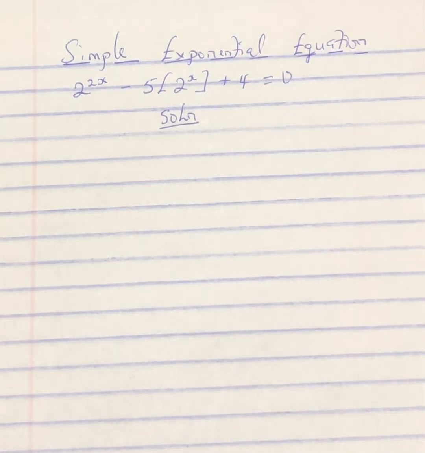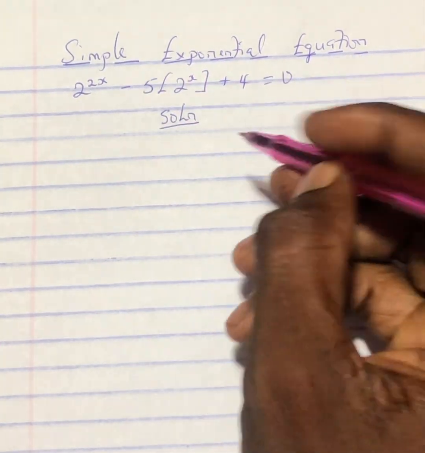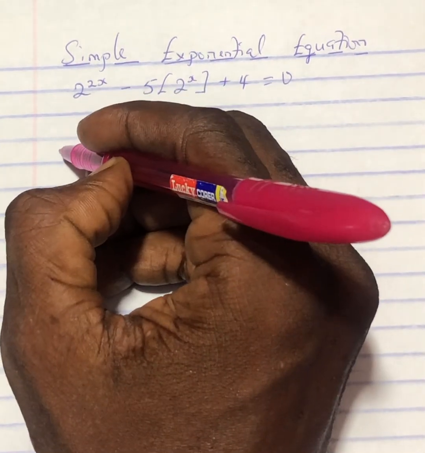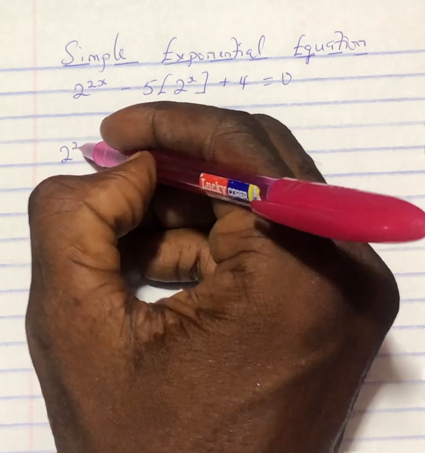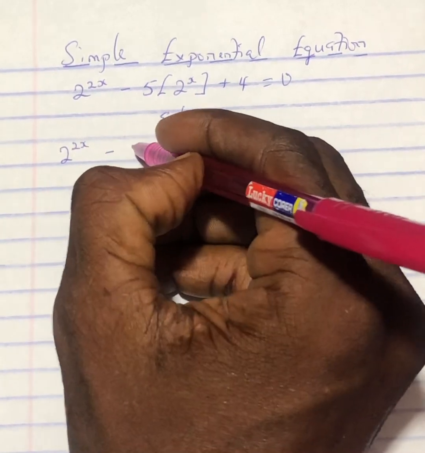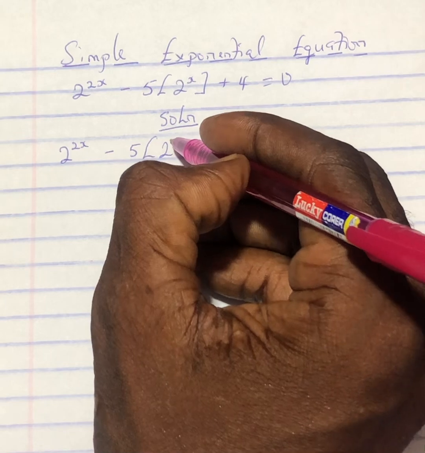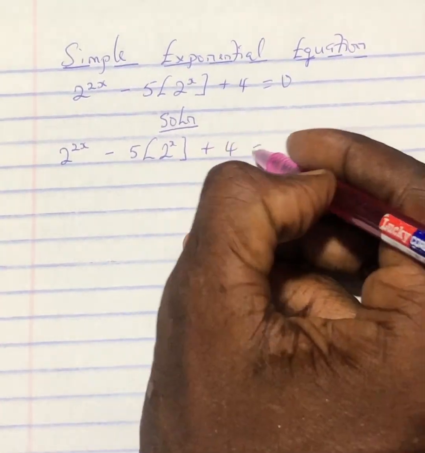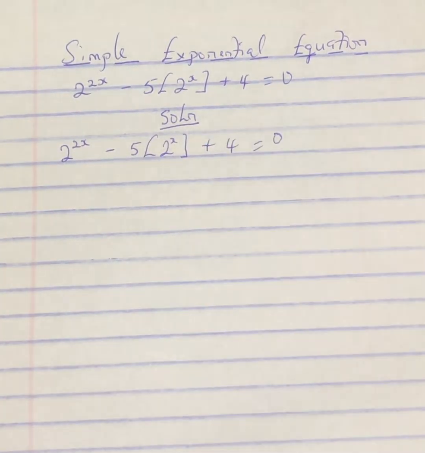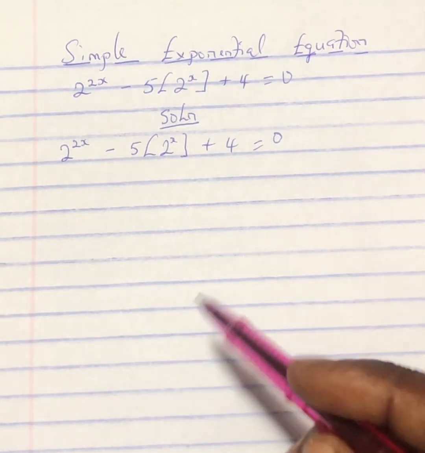Now after that, let's rewrite the problem given to us, which is 2 raised to power 2x minus 5 in bracket 2 raised to power x bracket close plus 4 equal to 0.